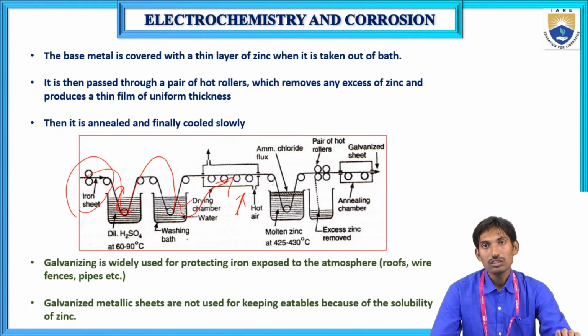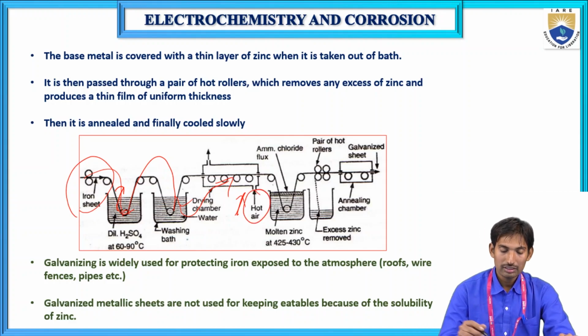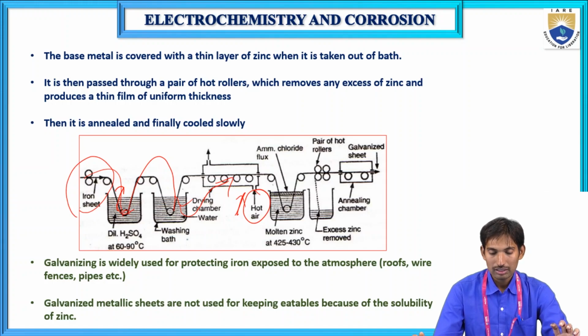So first the iron sheet is sent into the dilute H2SO4, that is called the pickling process. Then after that we have to wash our base metal. Then we have to dry it by using hot air. Then we send it into the drying chamber. In the drying chamber, hot air ovens are there. Those dry our base metal.